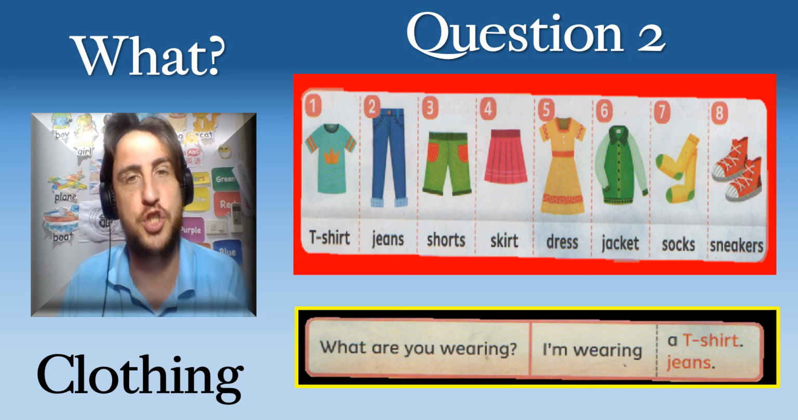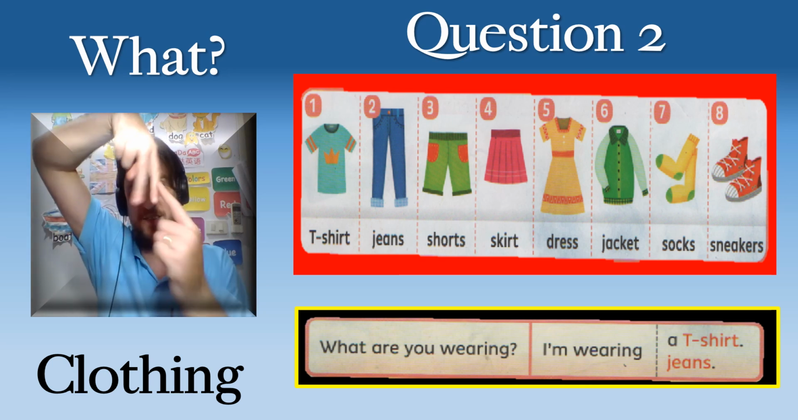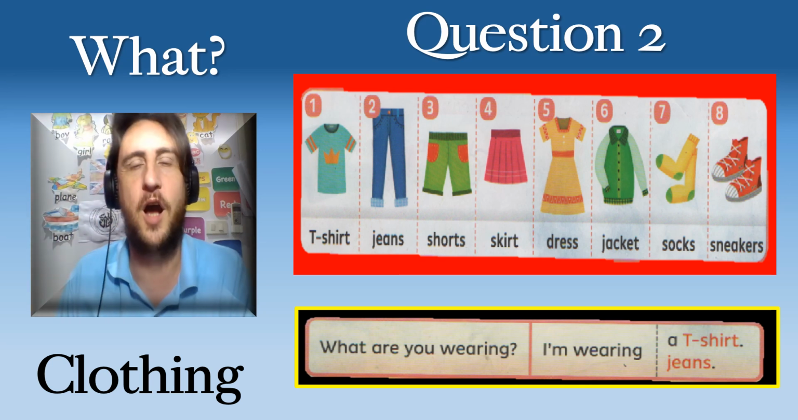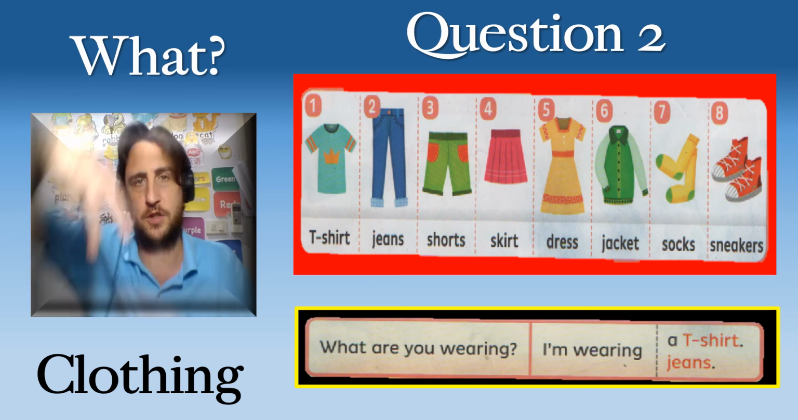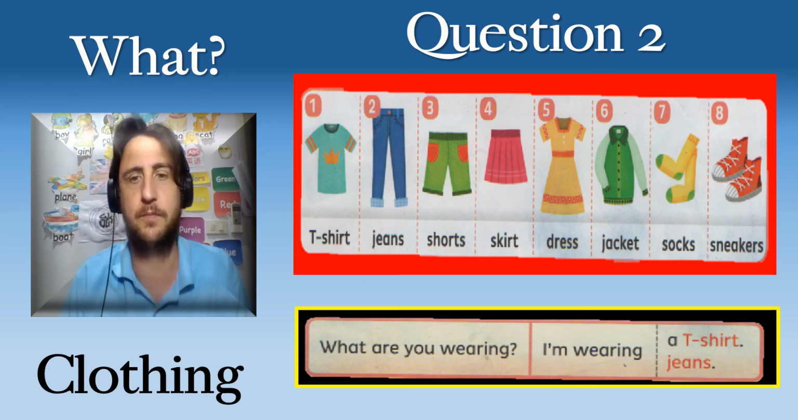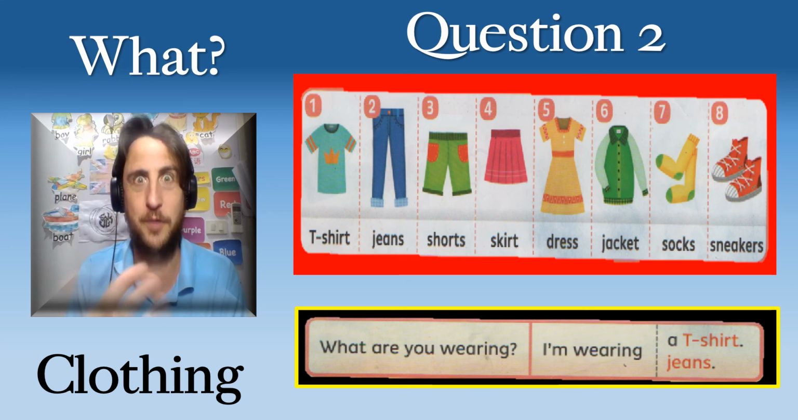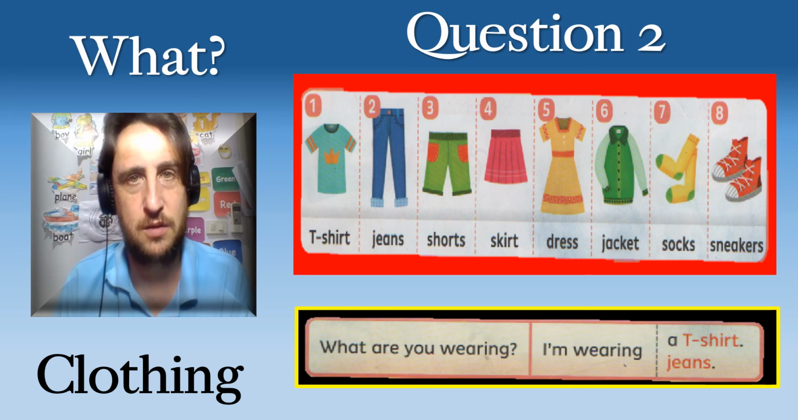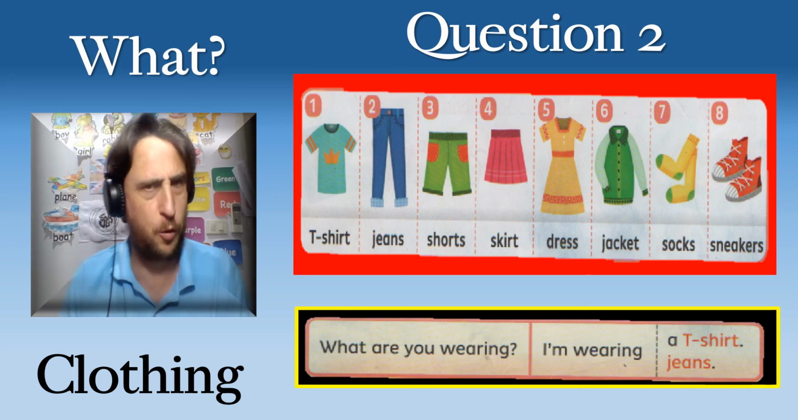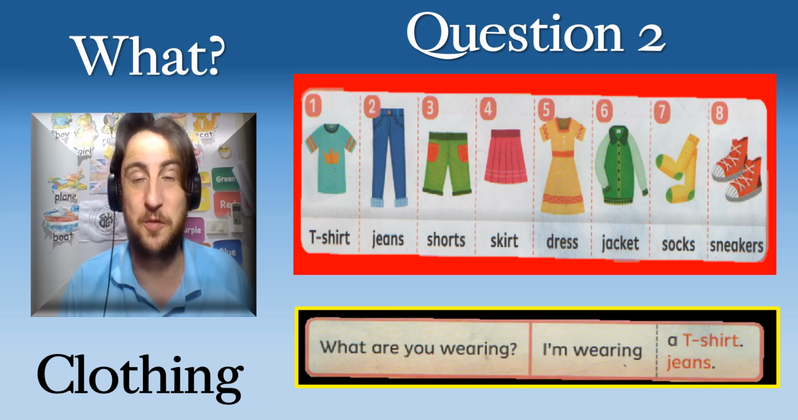I'm wearing jeans. Jeans. 2 legs. I'm wearing shorts. No a. 2 legs. Plural noun. I'm wearing socks. Why? Because there's 2. I'm wearing sneakers. Because there's 2. Okay? Right, here is question number 2, unit number 6.